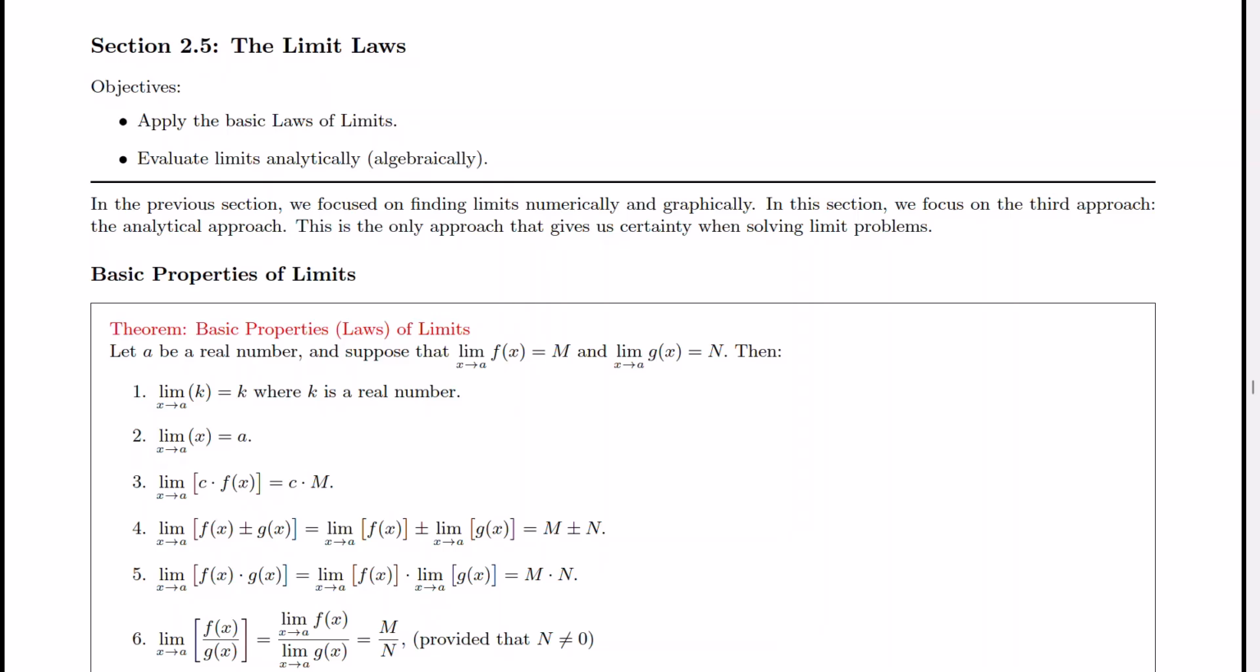Section 2.5, the limit laws. We have two objectives here. One, apply the basic laws of limits, and two, evaluate limits analytically, meaning algebraically.